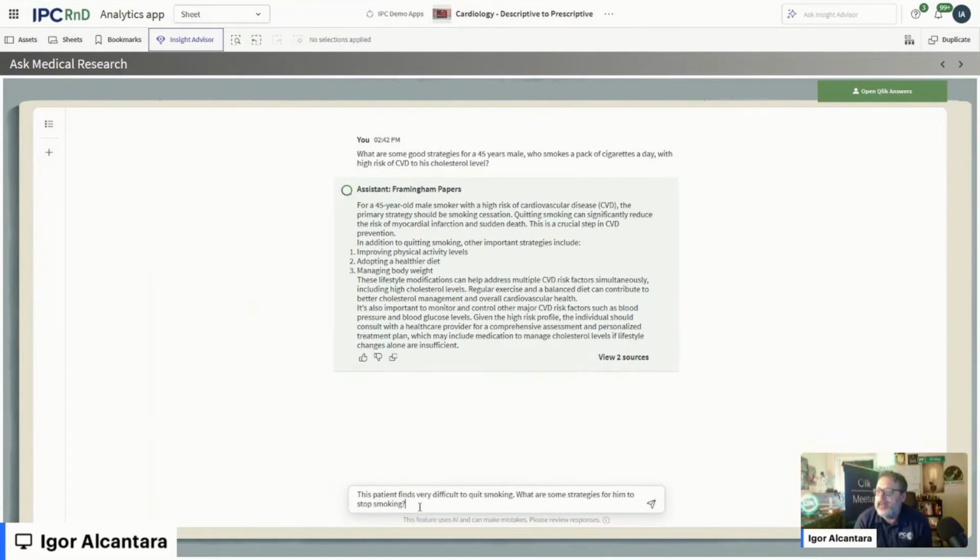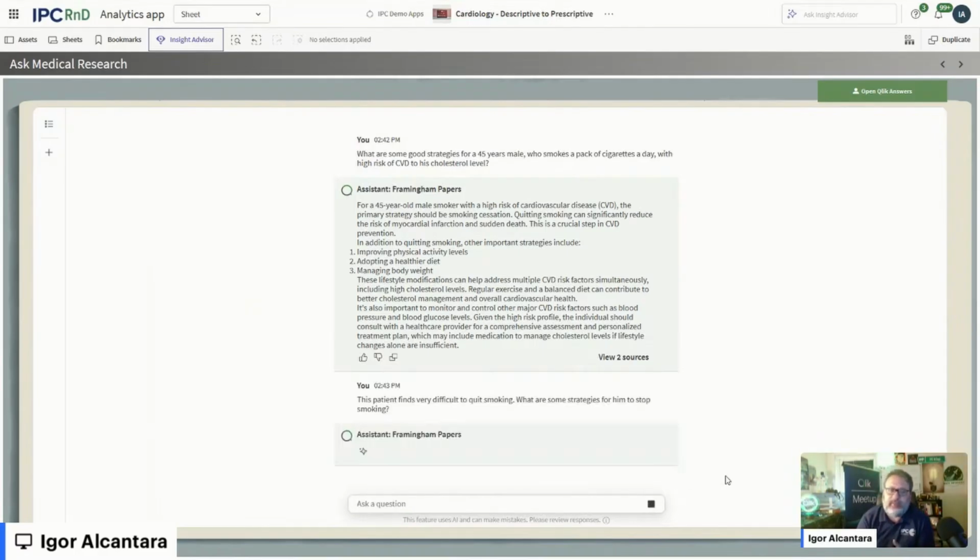So let me try another question here. Let me ask for some strategies for the patient to stop smoking, because not only dropping the cholesterol and weight, the patient should also stop smoking. And then Qlik Answers is now looking for the answer, and if it finds something, it will give me the answer. However, it says, I'm sorry, I don't have enough information to answer this. It basically told me, I don't know.